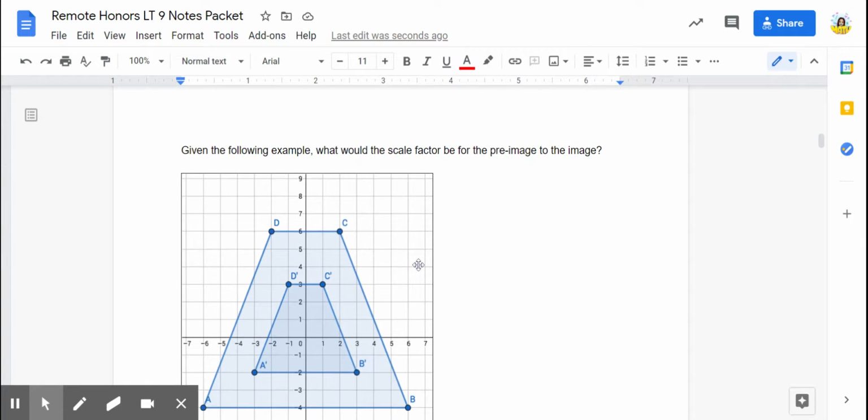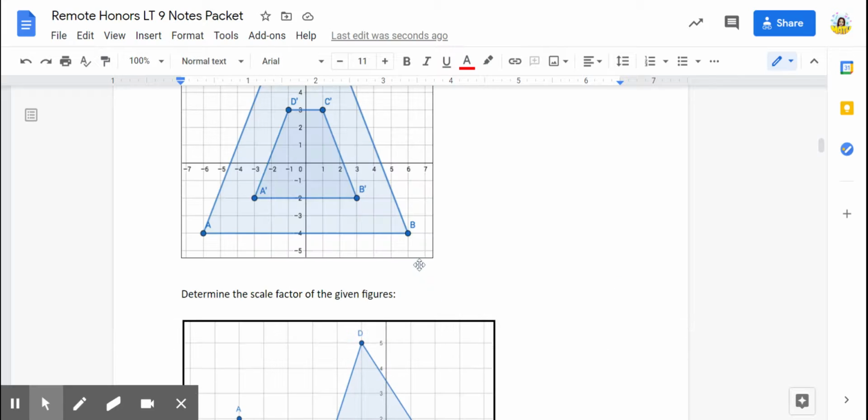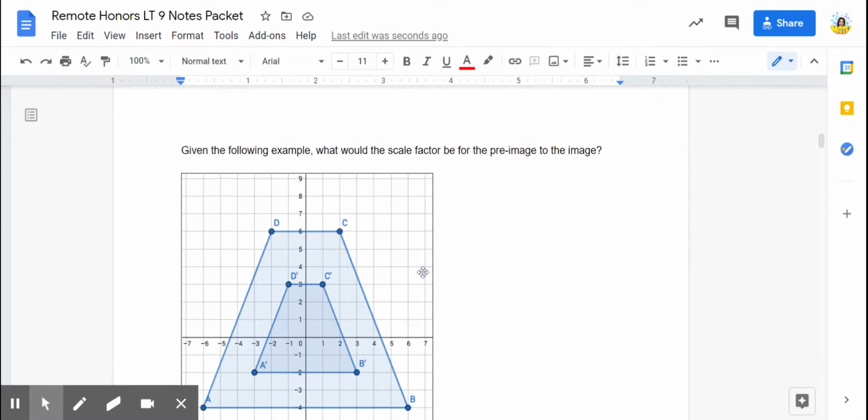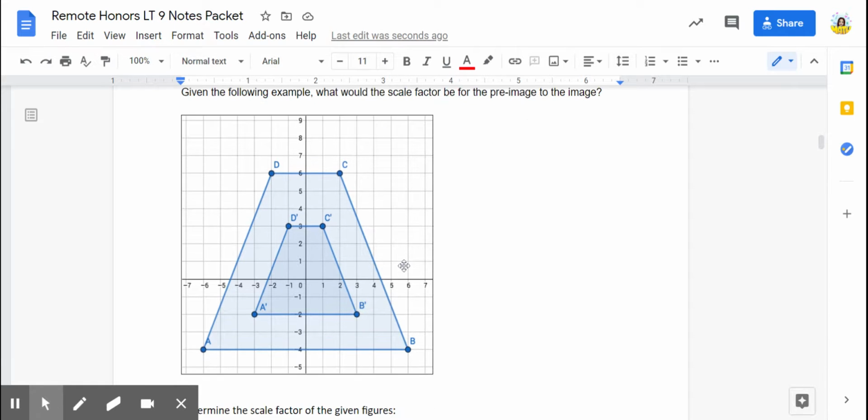All right, so one more example here, and then that pretty much wraps up. Actually, we'll do 2 more here. Given the following example, what would the scale factor be for the pre-image to the image? Once again, our pre-image is the one without the primes. It's not always going to be getting bigger. In this one, it's easiest to check the ones that are either vertical or horizontal. The diagonal ones we'll talk about, but it gets a little bit trickier.